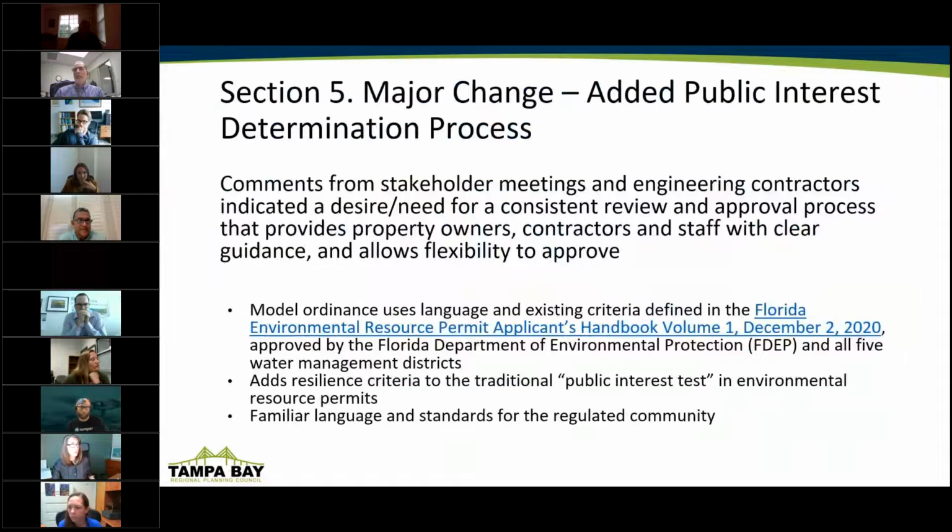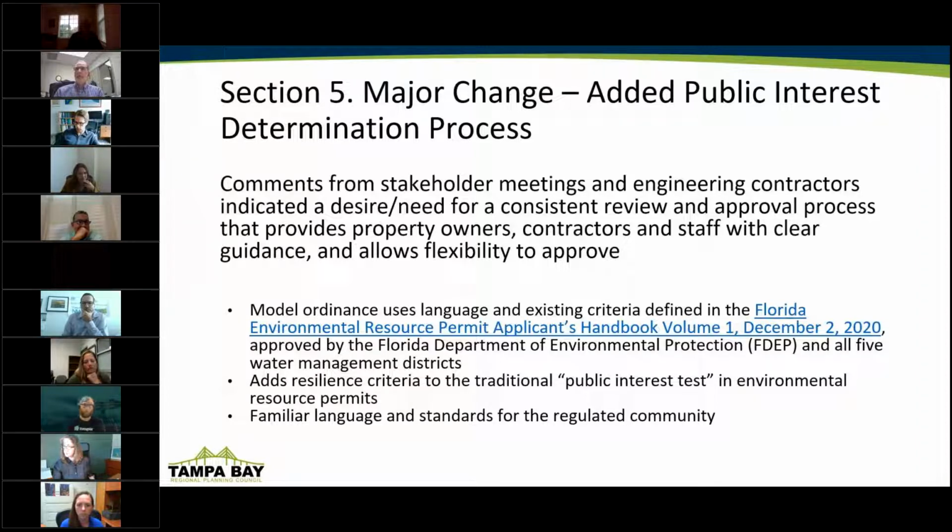This public interest determination was a big addition after key stakeholder meetings that really told us we need a consistent review process. Staff wanted a consistent set of criteria. And so we used the Environmental Resource Permit Applications Handbook. This is a very defined set of criteria that things need to meet, and it's already being used. The idea being, when you build something, even if it's private property, your building, your wall, your shoreline component needs to not violate, or be found not contrary to, what's best in the public interest.